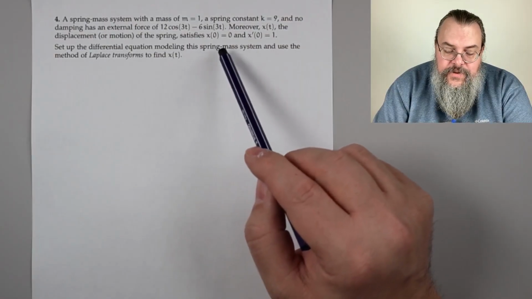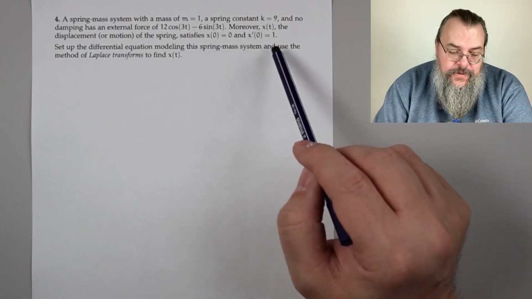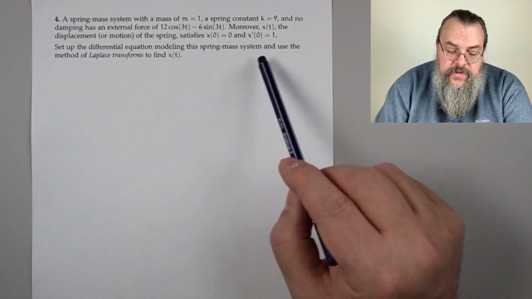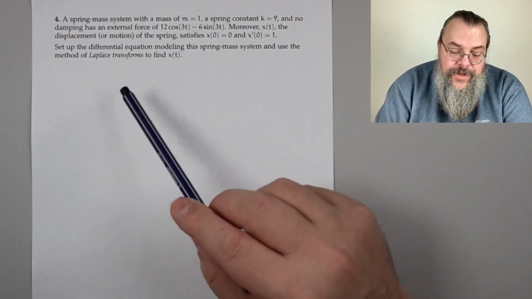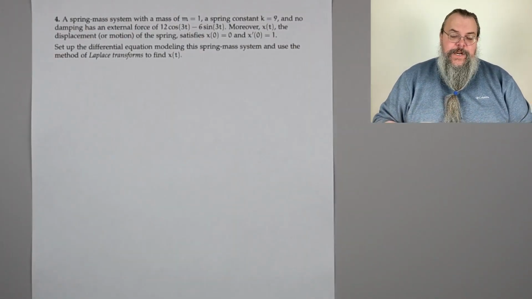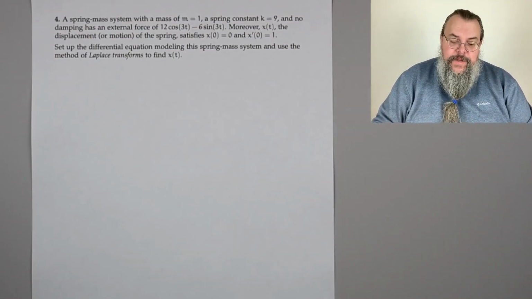x of 0 equals 0, x prime of 0 equals 1. Set up the differential equation modeling this spring mass system and use the method of Laplace transforms to find x of t. All right, well, let's begin.